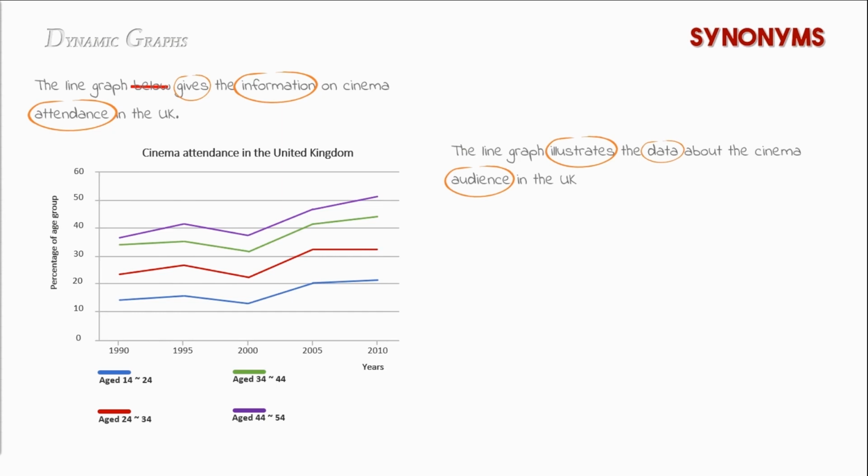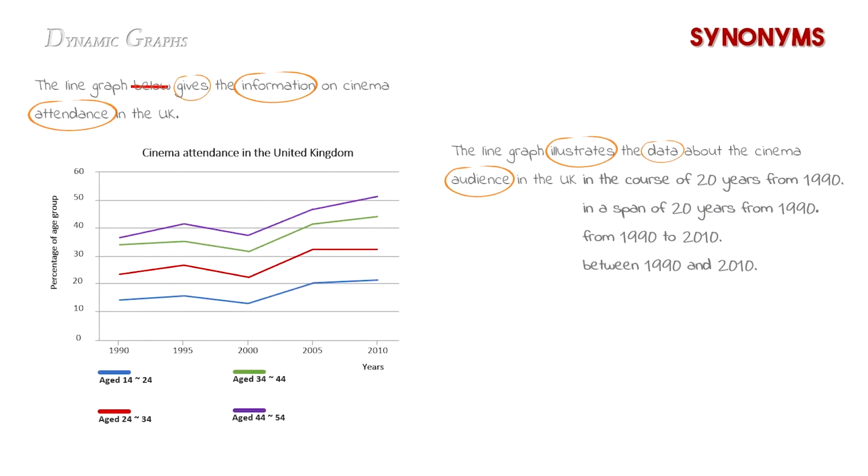Clearly, we added the time period expressions: in the course of 20 years from 1990, or in a span of 20 years from 1990, or from 1990 to 2010, or between 1990 and 2010, because it is a dynamic graph.